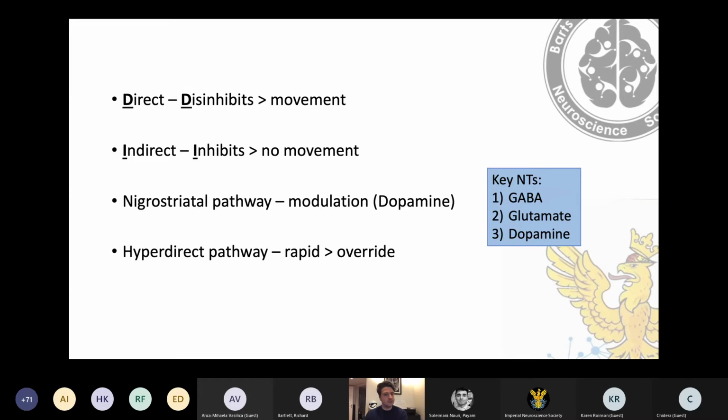So we've got a direct pathway, an indirect pathway, and then a hyperdirect pathway, which actually is rather straightforward. Now, some books will describe the nigrostriatal pathway, i.e. the dopamine modulation of this pathway, as a separate entity. I think it's easier to think about the dopamine input from the substantia nigra as actually part of both the direct and indirect as a different function. And I'll explain what I mean by that.